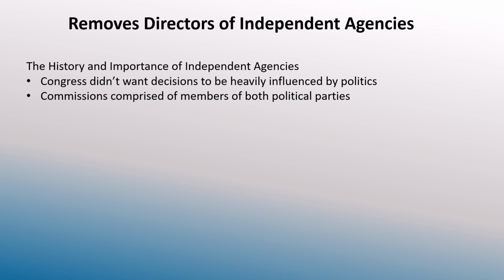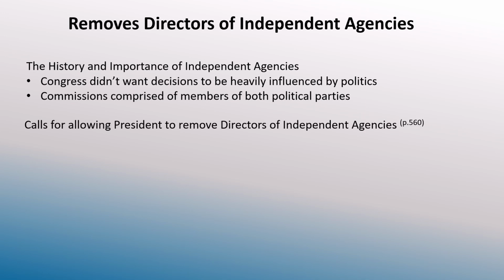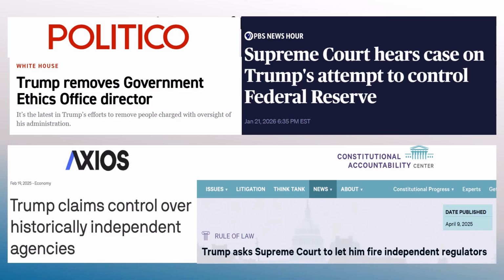Project 2025 authors, however, are not in favor of independent agencies and propose allowing the president to remove the directors of these agencies. Normally, these directors can only be removed with cause. For example, if the director neglected their duties or did something illegal. The president has removed or attempted to remove several directors as well as members of independent agencies. Many of those efforts have been or are being challenged in court.